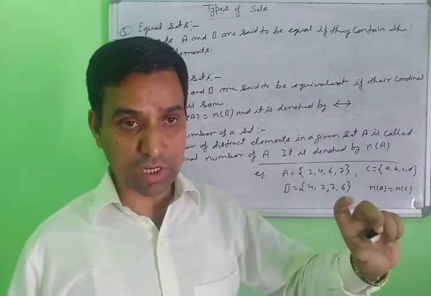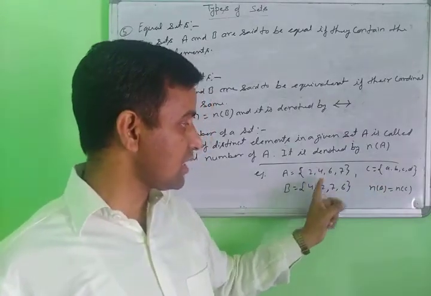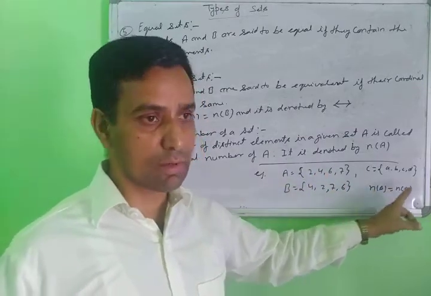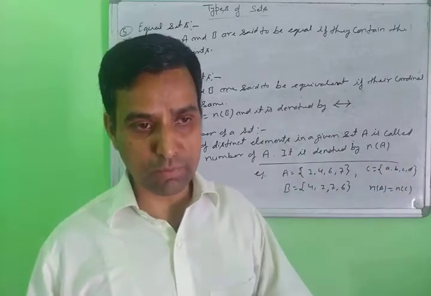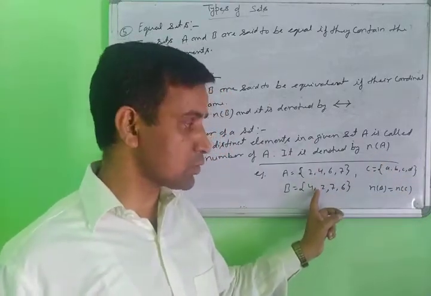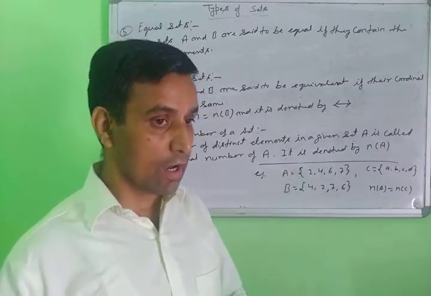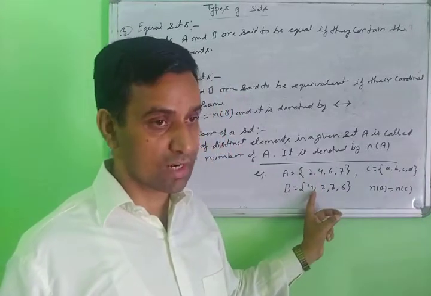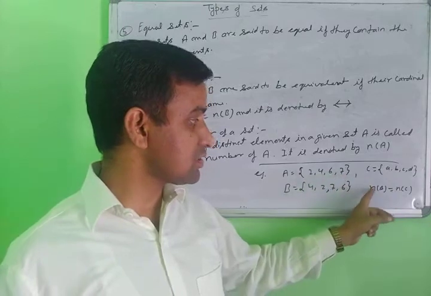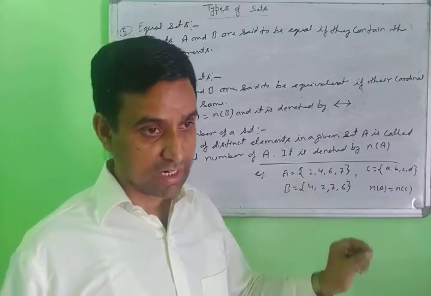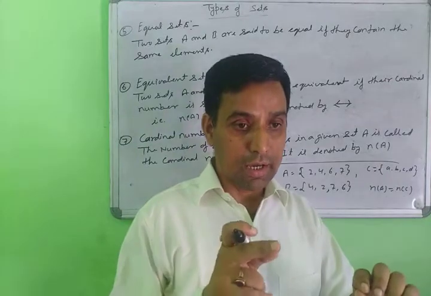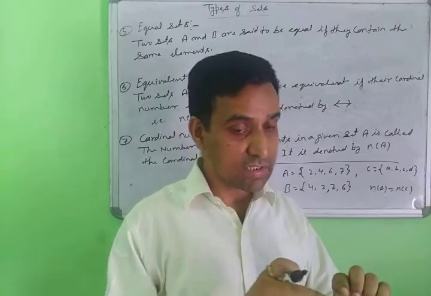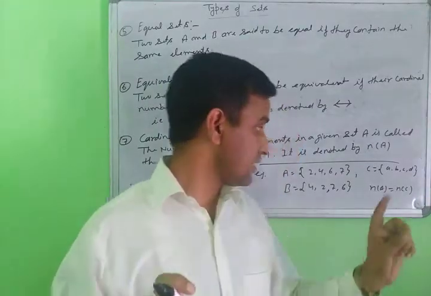Equal and equivalent are different, because equal sets have the same elements, but equivalent sets have only the same cardinal number. Whether the elements are the same or not does not matter. But a set can be called equal and equivalent both, because each equal set is equivalent also. But it is not necessary that every equivalent set will be an equal set. Every equal set is necessarily equivalent, but not the opposite.